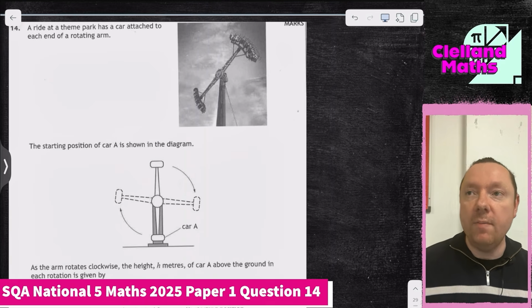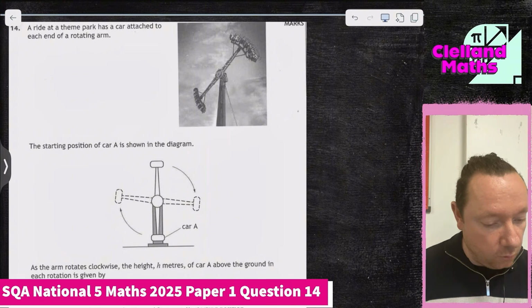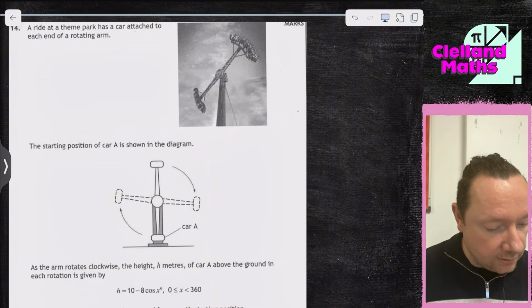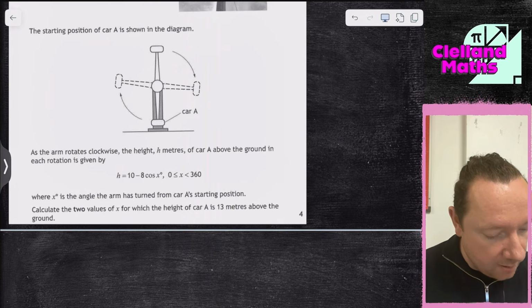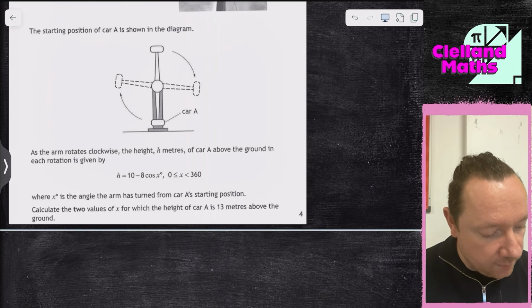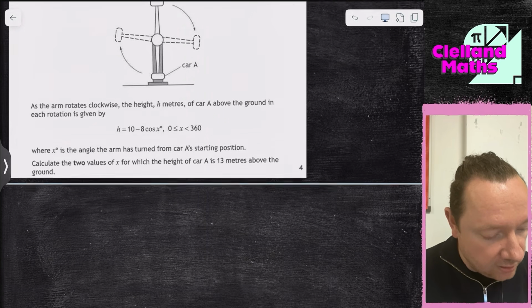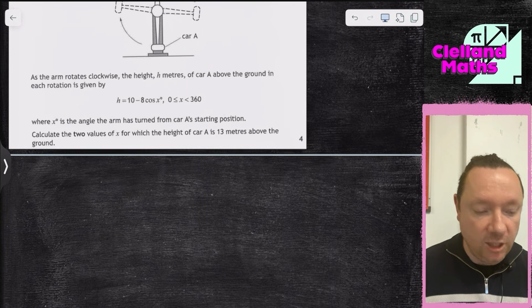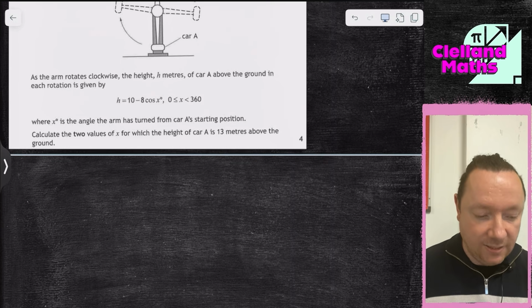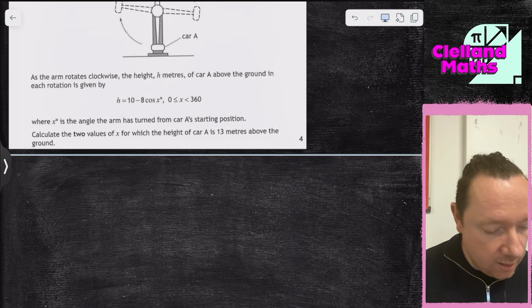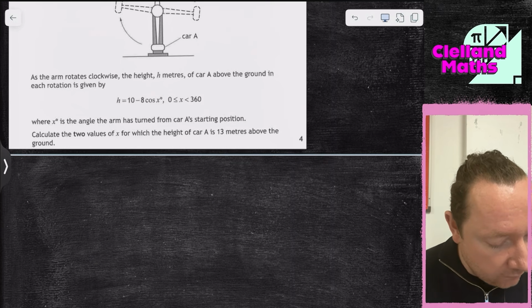And one, SQA National 5 Maths 2025, Paper 2, Question 14. The car at a theme park ride is attached to the end of a rotating arm. The starting position of the car is shown in the diagram. As the arm rotates clockwise, the height of the car, h meters above the ground, in each rotation is given by, there's our key thing, h equals 10 minus 8 cos x, where x is the angle. Calculate the two values of x for which the height is 13 meters above the ground.